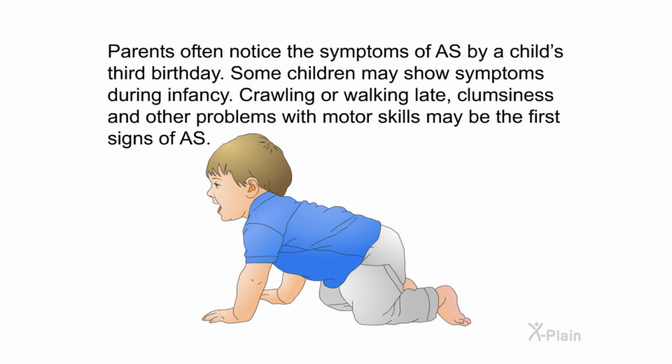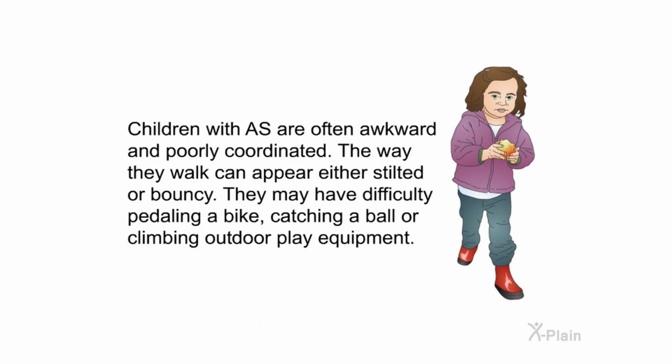Parents often notice the symptoms of AS by a child's third birthday. Some children may show symptoms during infancy. Crawling or walking late, clumsiness, and other problems with motor skills may be the first signs of AS. Children with AS are often awkward and poorly coordinated. The way they walk can appear either stilted or bouncy. They may have difficulty pedaling a bike, catching a ball, or climbing outdoor play equipment.